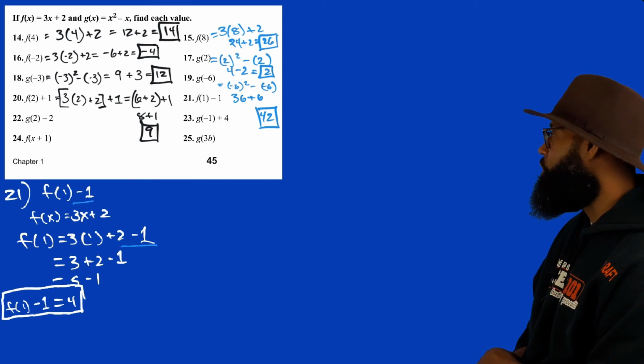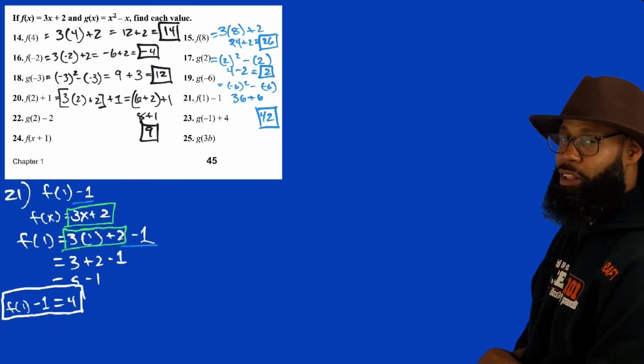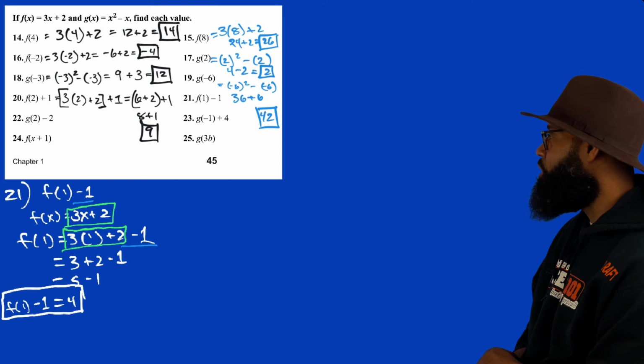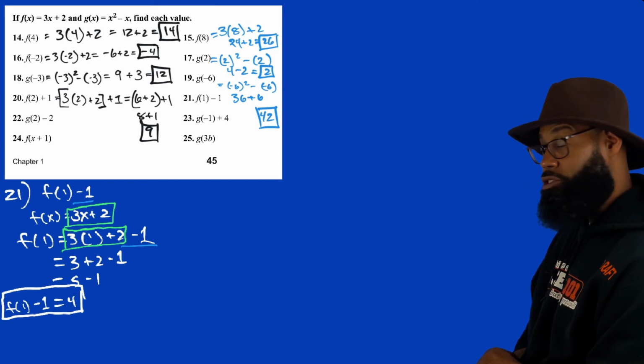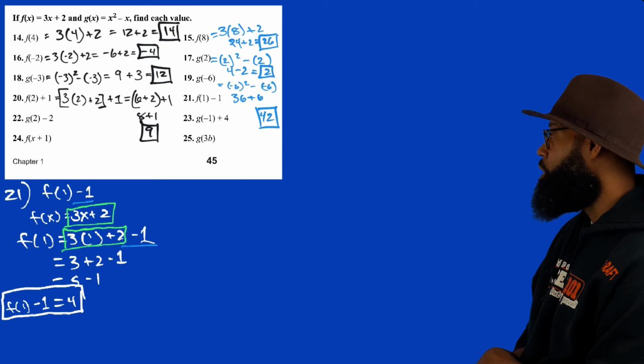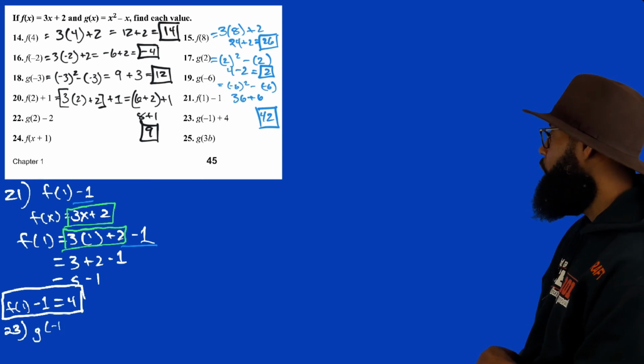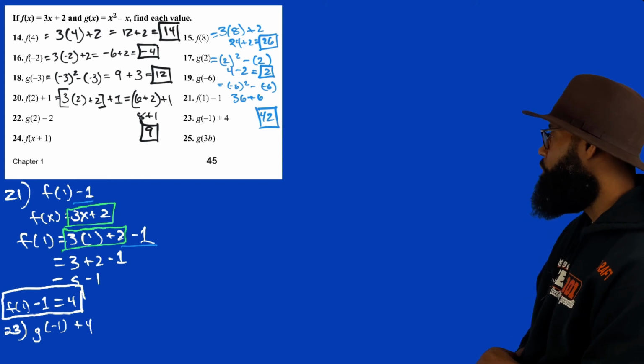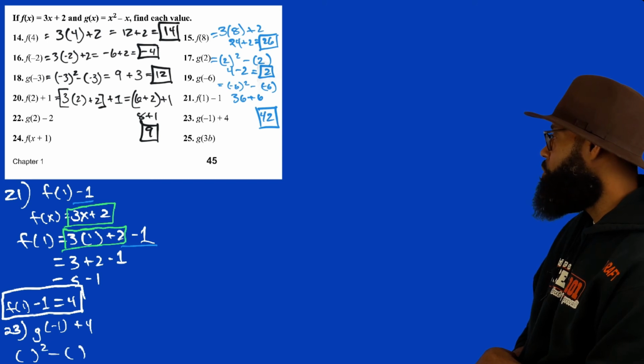For 23, it's the same thing, it's just the second function, the g of x. And this one has a little bit more going on because g of x is equal to x squared minus x. So again, recognizing f of x is just that first component of the expression that we're simplifying. And when we plugged in 1 for x, we had 3 times 1 plus 2, but bringing down that minus 1, correct? So for 23, again, g of negative 1, and then add 4 to that function. g of x was x squared minus x. So we're going to get parentheses squared minus parentheses.